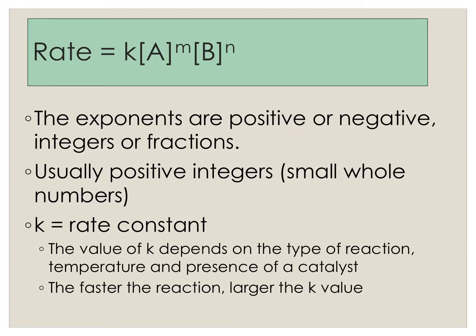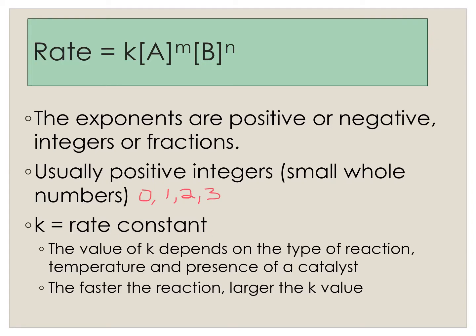So if I have the rate law, rate equals k, A to the m power, B to the n power, these exponents can be positive or negative. They're integers or fractions, but most of the time they're going to be positive and usually whole numbers: 0, 1, 2, 3, meaning zero order, first order, second order, third order. So those exponents are going to be my orders. And k is going to be my rate constant.